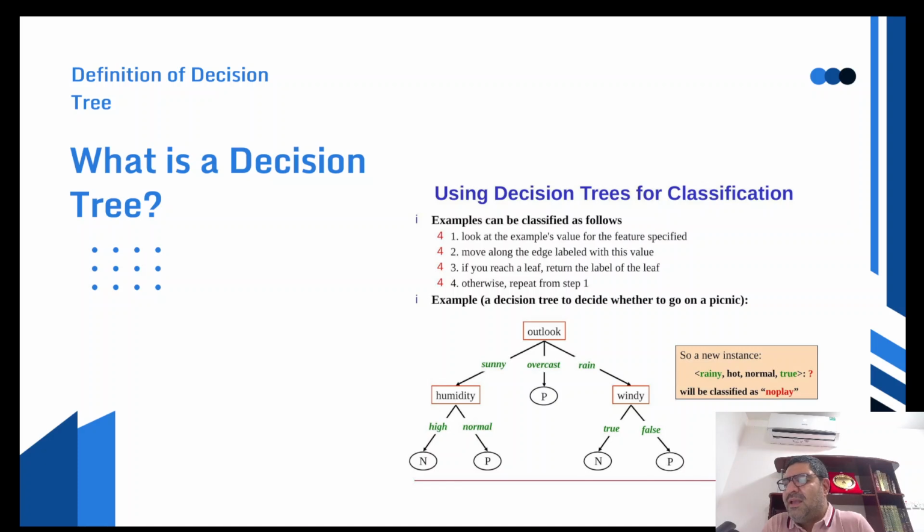So what does that mean? Here we are trying to decide whether the weather conditions are feasible to go on a picnic, or playing, for example: going for a picnic or not going for a picnic. We can use decision trees for that. We are starting with the root node outlook, and then there can be three categories in this classification.